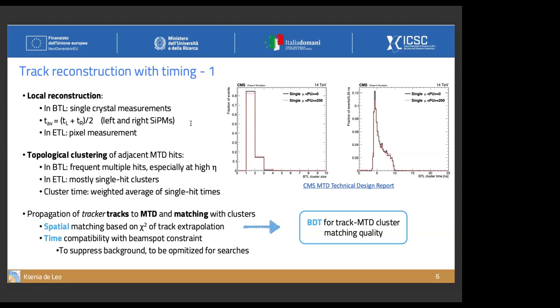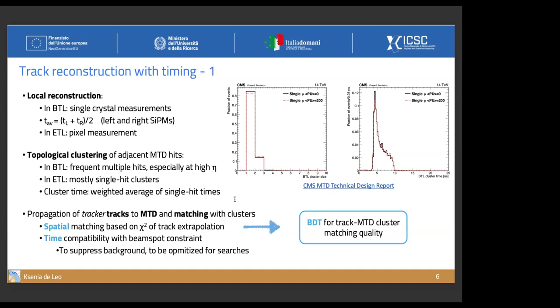After the local reconstruction, we are going to perform the topological clustering of adjacent MTD hits. In BTL, it will be possible to have multiple hits, especially at higher eta, as can be seen in the figures on the right of the slide, while in ETL, we will mostly have single hit clusters. And the cluster time and other properties are computed as averages of the single hit measurements.